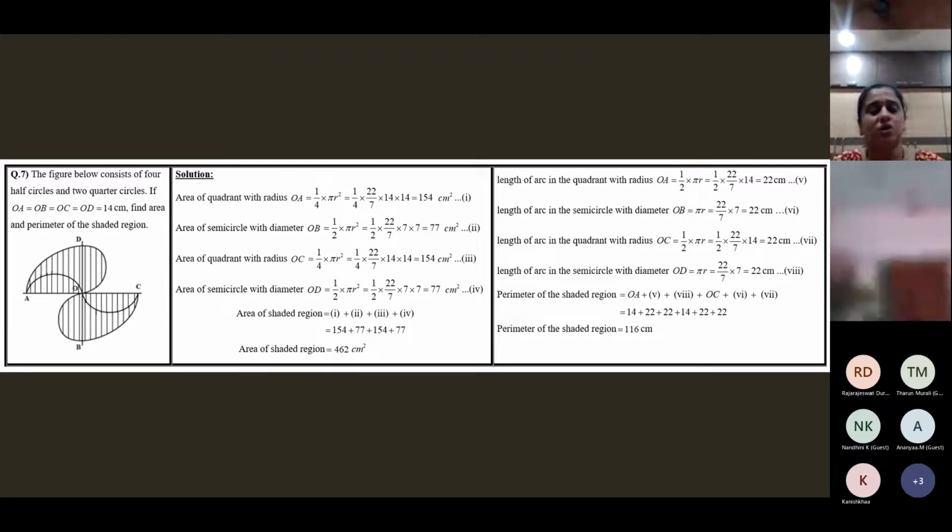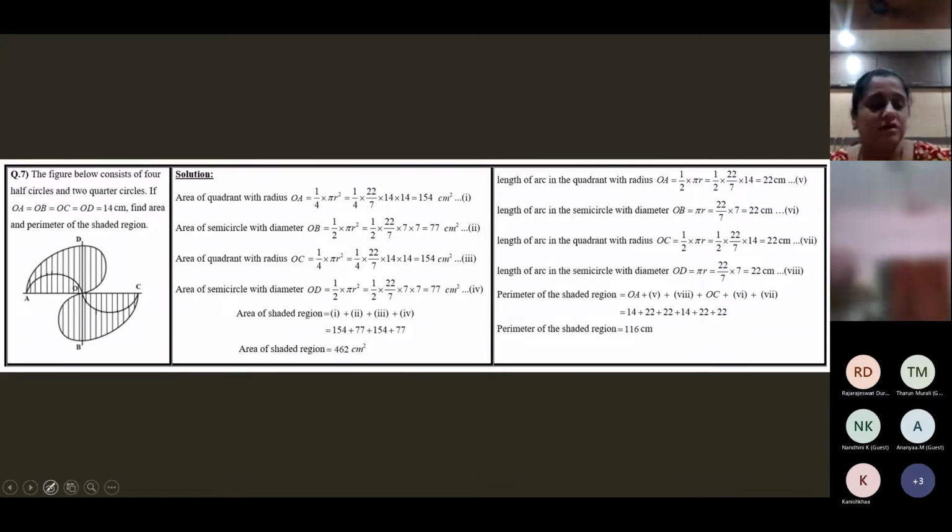So this is the figure. The whole thing is shaded. Very important question. If you understand this one, you can do any sum like this. Are we ready? Yes, ma'am. All right.